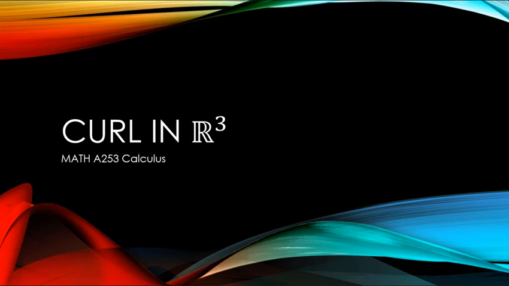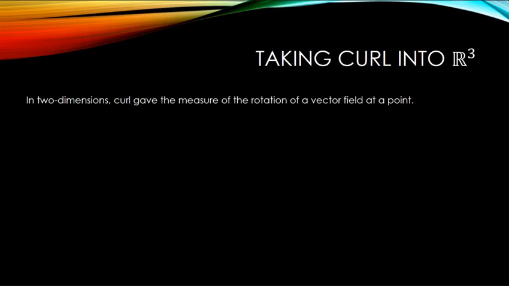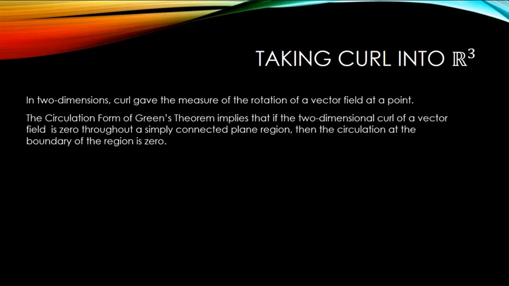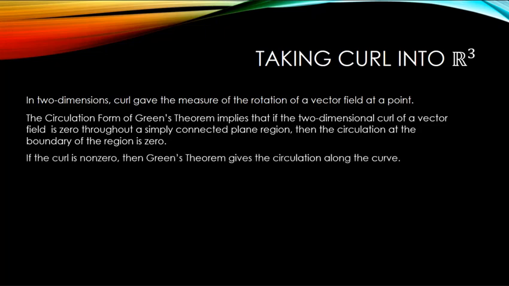Now I want to look at curl in R3 space. In 2 dimensions, curl gave me the measure of the rotation of a vector field at a point. The circulation form of Green's theorem implies that if the 2-dimensional curl of a vector field is 0 throughout a simply connected plane region, then the circulation at the boundary of the region will be 0. And if the curl is non-zero, then Green's theorem will give me the circulation along the curve.